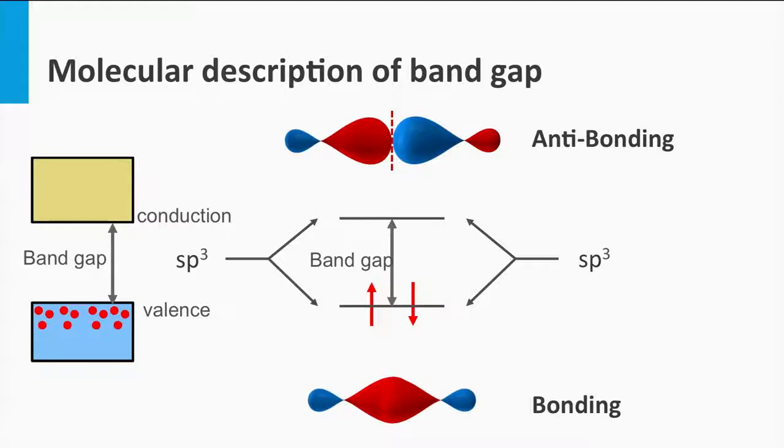Let's consider the example of silicon again. For silicon, the far majority of electrons will fill up the lowest bonding states. These lower bonding states reflect the valence band as introduced earlier. The anti-bonding states correspond to the conduction band and are hardly occupied by any electrons. The gap between the bonding and anti-bonding states corresponds to the band gap.